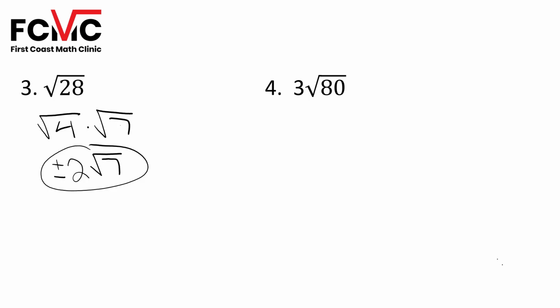And then number 4, we've got 3 times the square root of 80. 80 is not a perfect square, but I could factor 80 into square root of 16 times square root of 5. And I've got that 3 that I'm multiplying out front, so I'm going to attach the 3 out front. So I've got 3 times square root of 16 times square root of 5. Square root of 16, that's my perfect square. Square root of 16 is positive and negative 4.